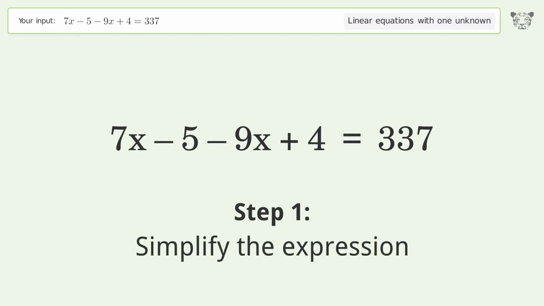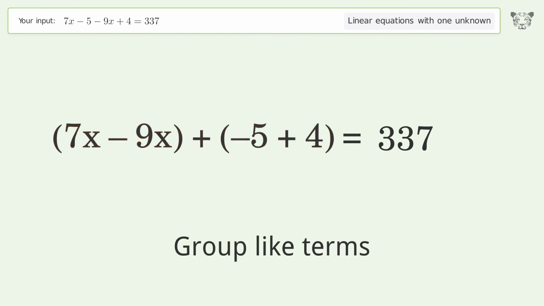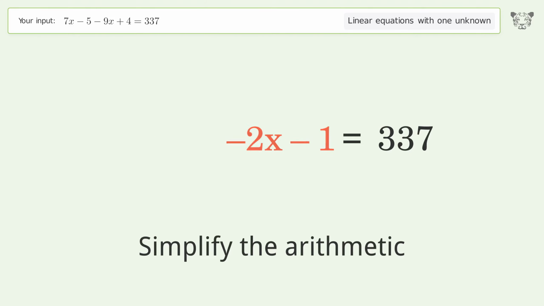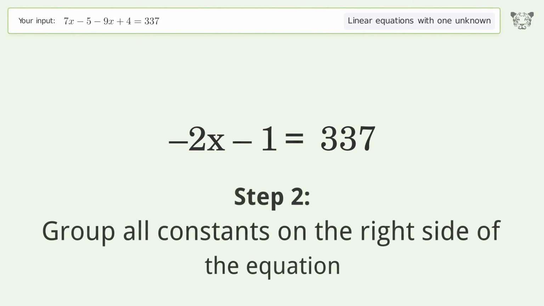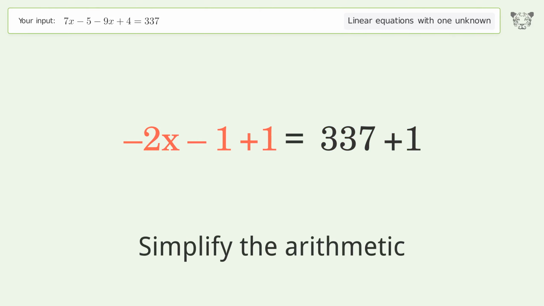Simplify the expression. Group like terms. Simplify the arithmetic. Group all constants on the right side of the equation. Add 1 to both sides. Simplify the arithmetic.